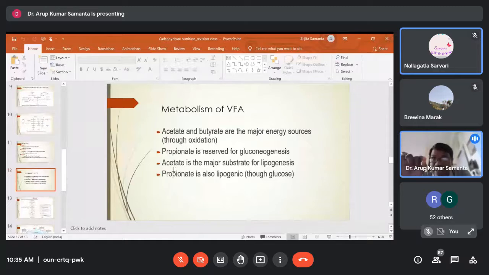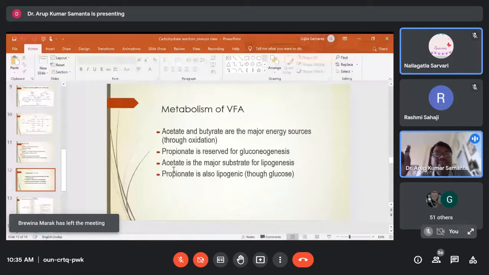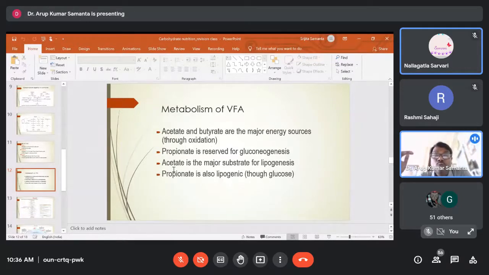So a question is asked, which particular volatile fatty acid is found in appreciable quantities in the peripheral blood circulation in ruminant species? You have to answer it: acetic acid. Why is it acetic acid? Because acetic acid does not go for any sort of metabolism in the ruminal wall.